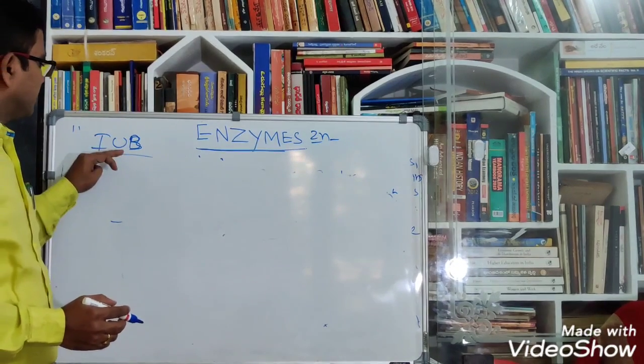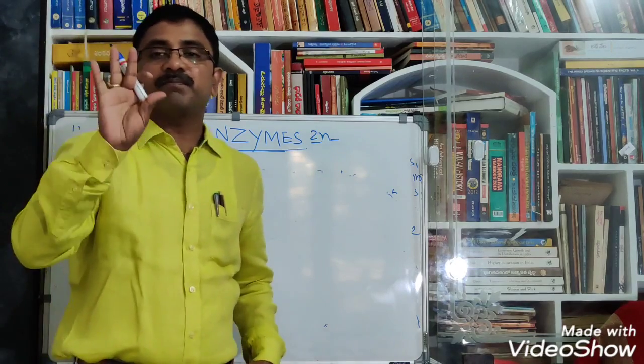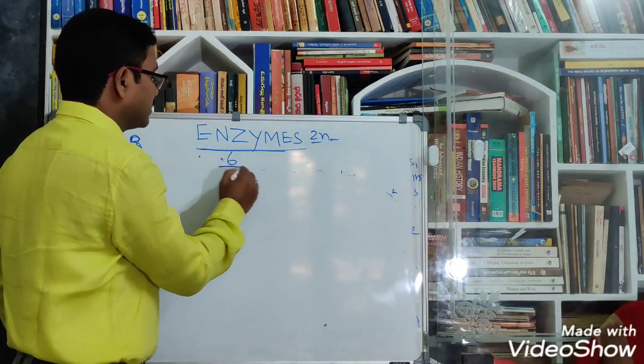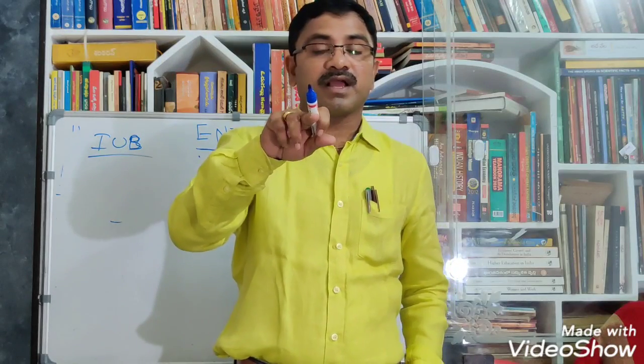The International Union of Biochemistry classifies the enzymes into six major classes based on the type of reaction they catalyze.